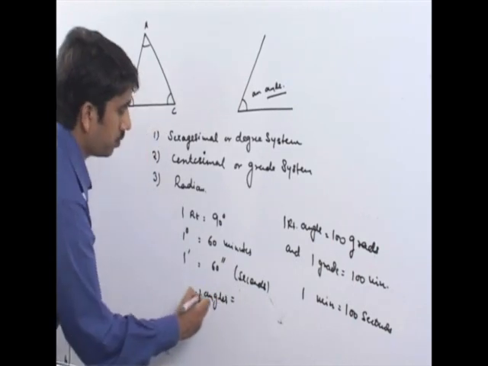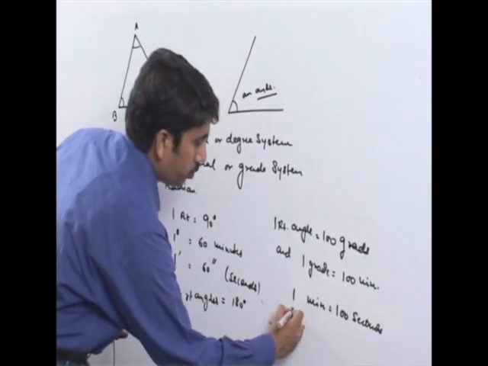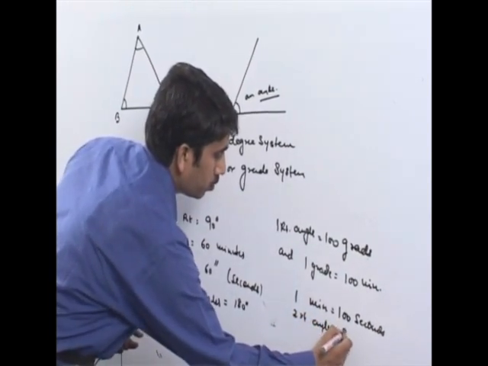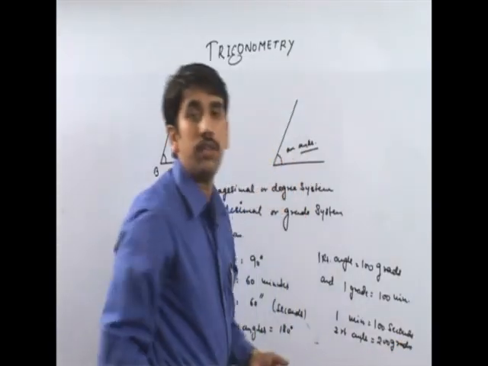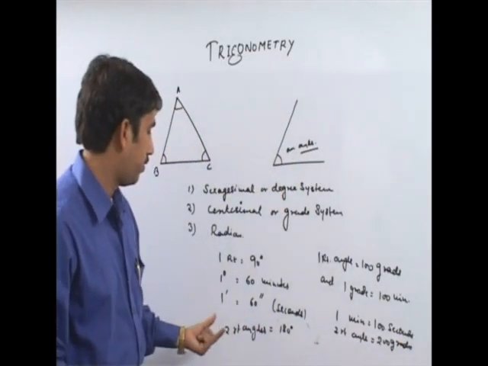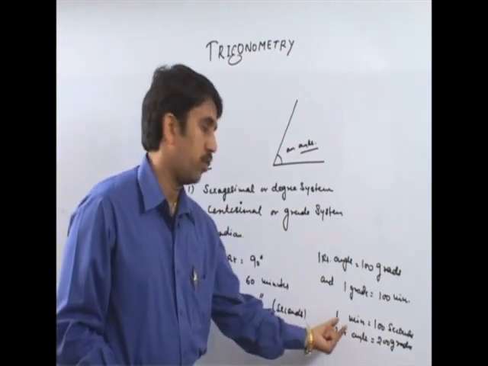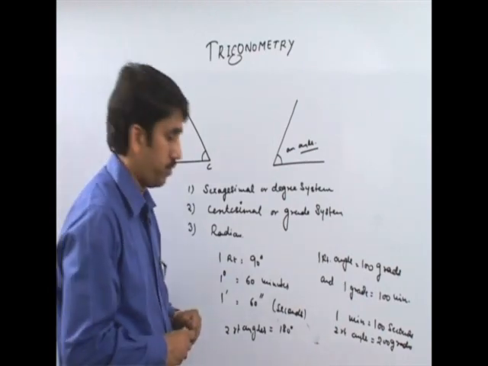Or we can say that here two right angles are equal to 180 degrees and here two right angles are equal to 200 grades. Thus, we can come to the conclusion that 180 degrees is equal to 200 grades.